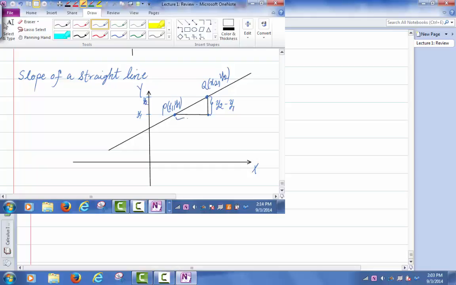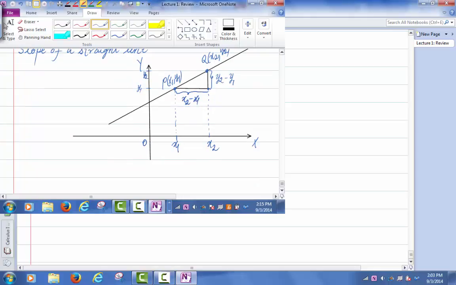What is the length of the horizontal segment? x2 minus x1. Once again, if I look at the horizontal distance from the origin to the point Q, it is x2, and the horizontal distance from the origin to the point P is x1. So obviously, if I take x2 minus x1, I get the length of that segment.